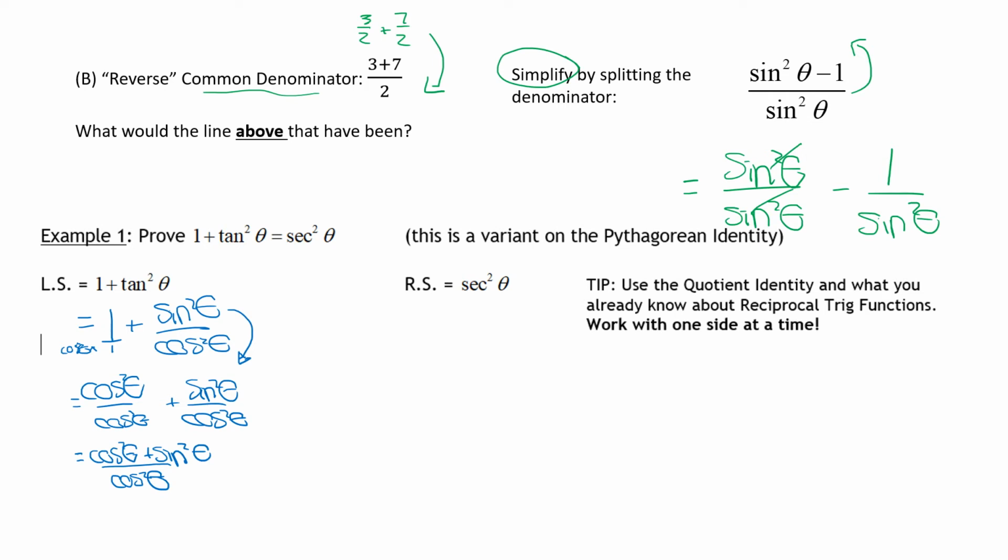So right now there's something that should be really familiar about that, especially about the numerator. Look at that numerator there. That should ring a bell for you. The most important identity we have is the Pythagorean identity that says cos squared theta plus sine squared theta is equal to 1. So we get 1 over cos squared theta, which if you look at the right side, that's exactly what secant is. So I could change that to 1 over cos squared theta.